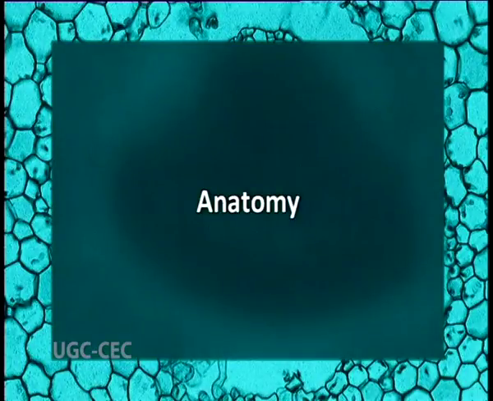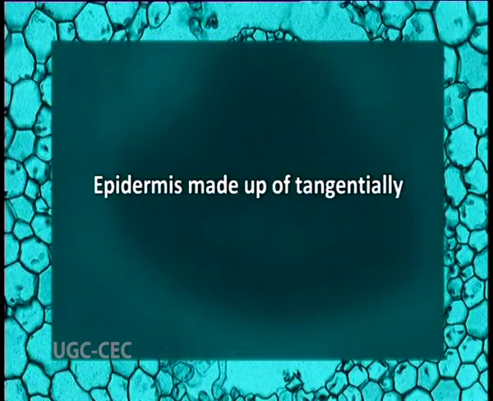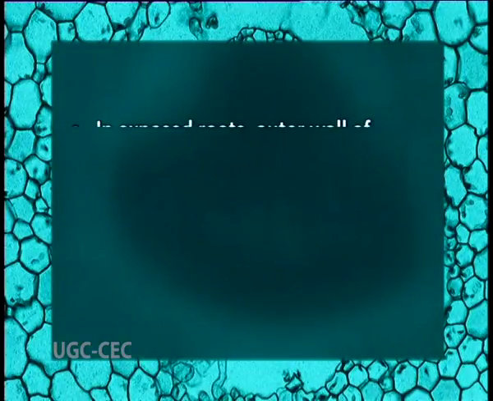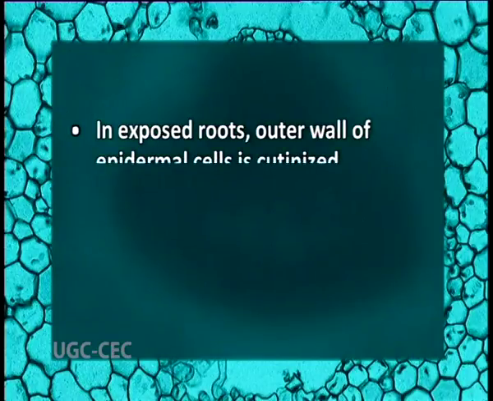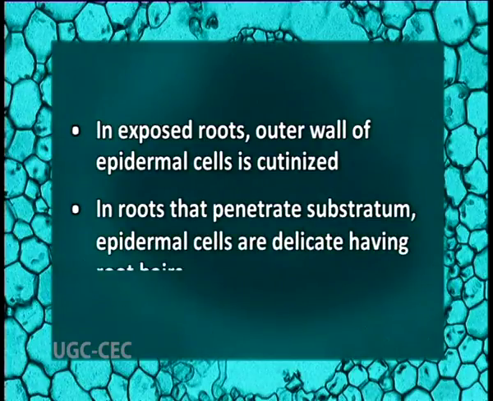Now anatomy. Root. A cross section of the root shows a simple structure. The epidermis is made up of tangentially elongated cells. In exposed roots, the outer wall of the epidermal cells is cutinized, but in roots that penetrate the substratum, the epidermal cells are delicate and have root hairs.